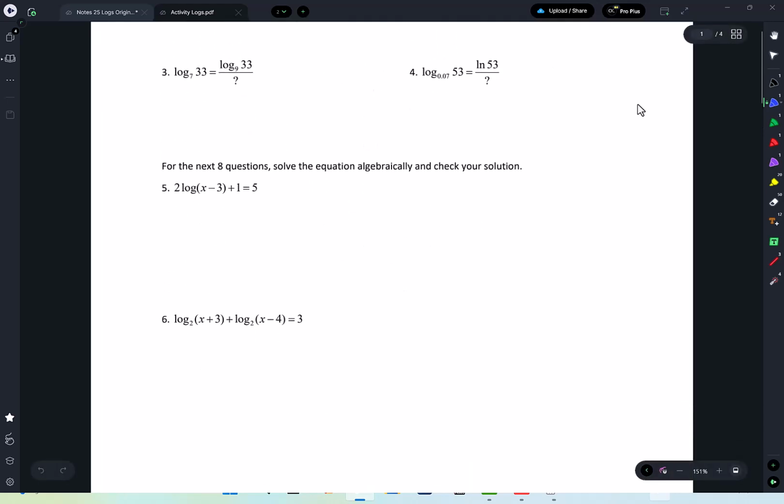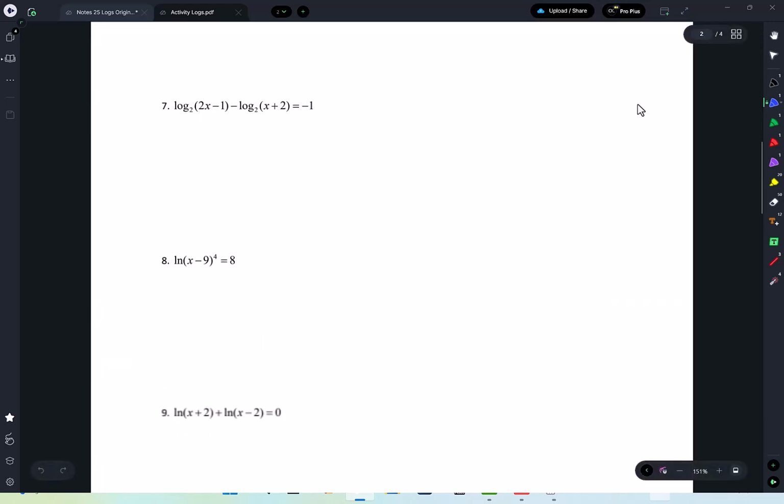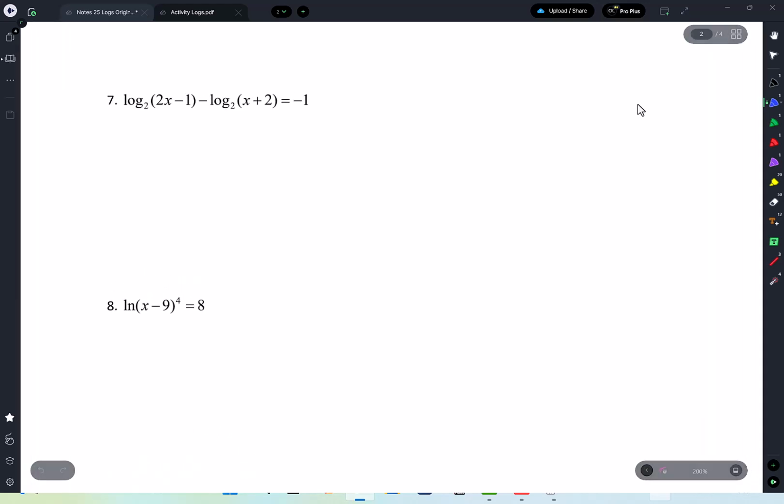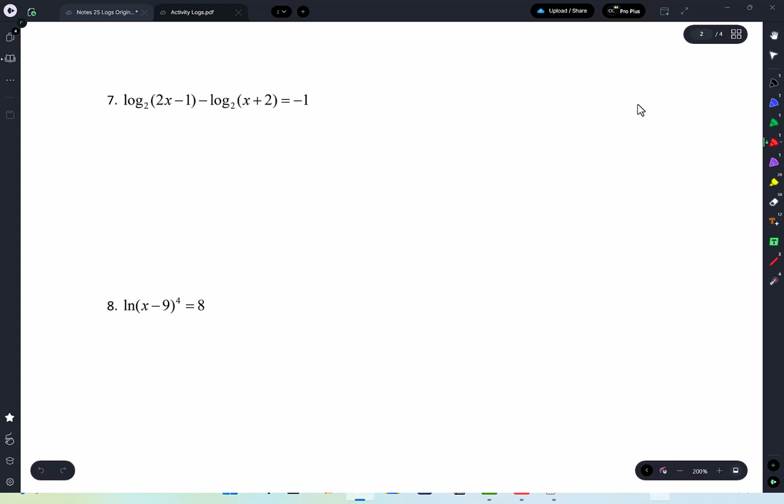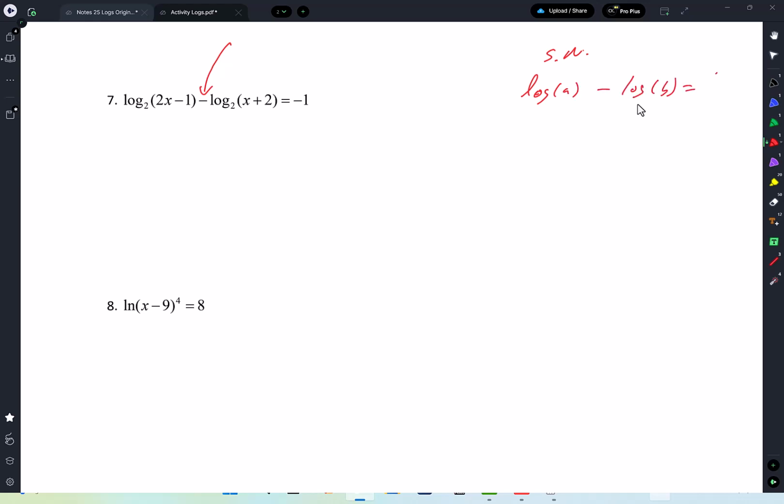Okay. All right. Look at number 7, because we haven't done a quotient one. Those are one of the examples I deleted by accident. So we're going to do number 7 together. We're solving for x, but there's a minus in the middle. So instead of the product rule for logs, we're going to do the quotient rule for logs. So I'll put a side note. I'll put it here on the side. Log A minus log B is the same thing as log of A over B, as long as B is not 0.